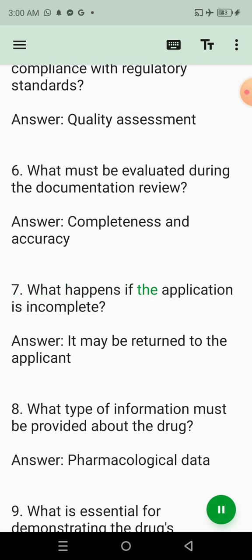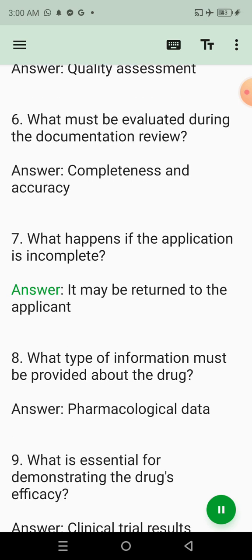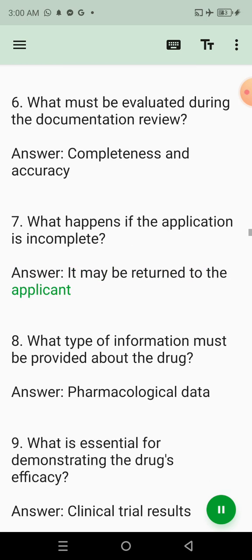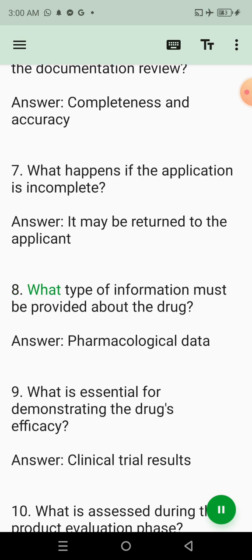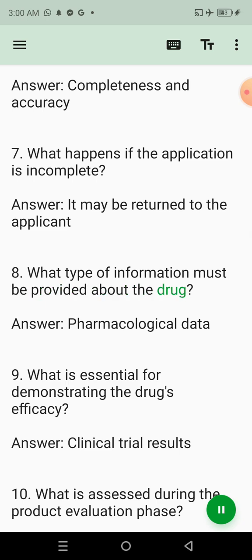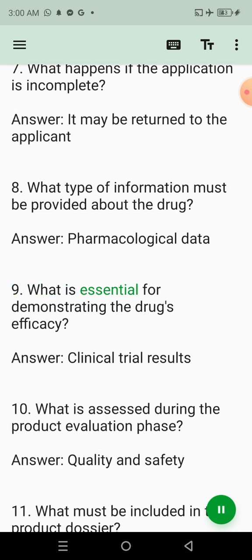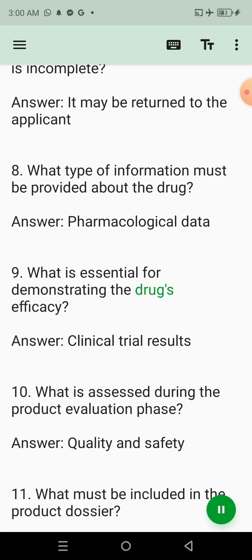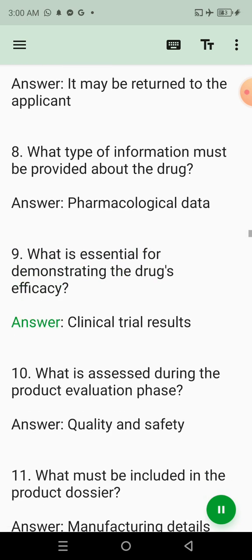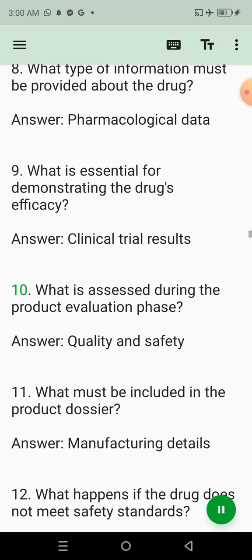7. What happens if the application is incomplete? Answer: It may be returned to the applicant. 8. What type of information must be provided about the drug? Answer: Pharmacological data. 9. What is essential for demonstrating the drug's efficacy? Answer: Clinical trial results.